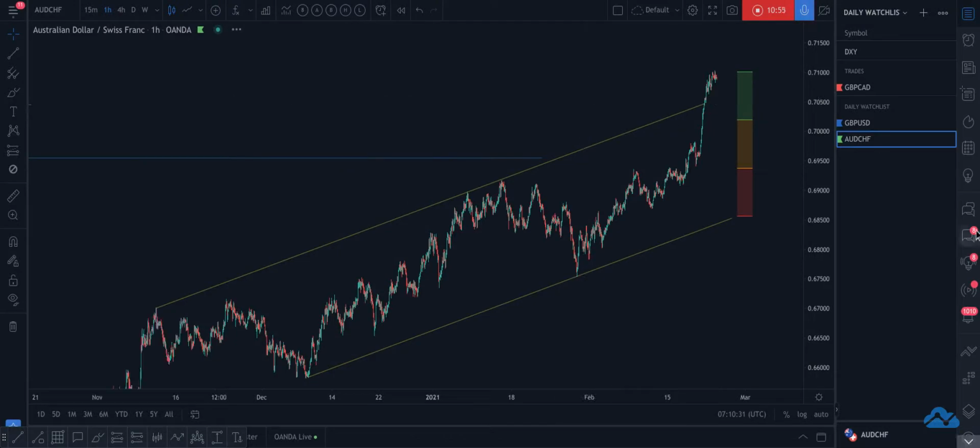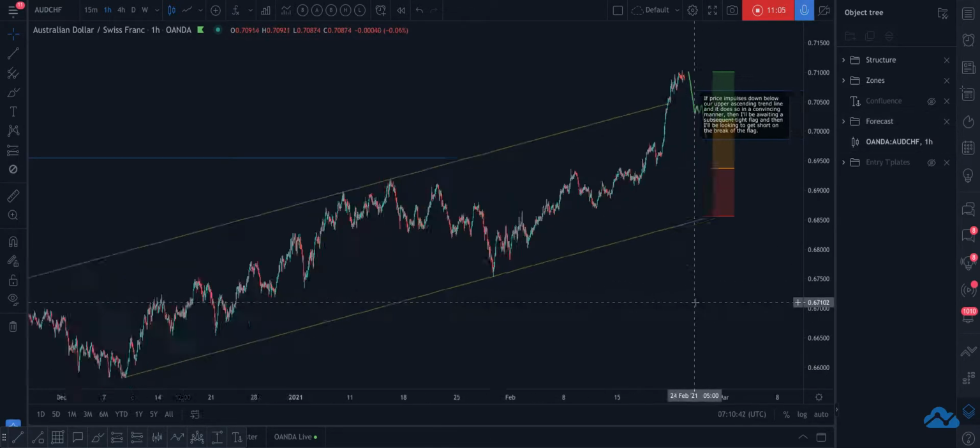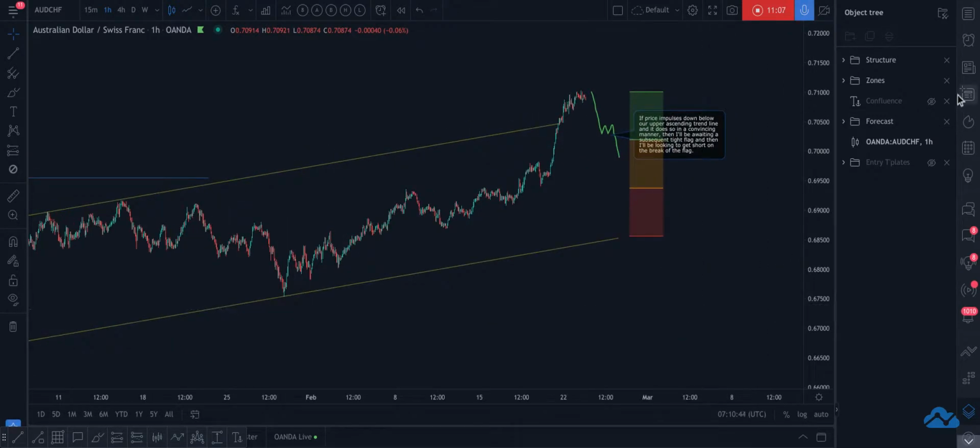So with that in mind, all I will be waiting for from this pair, I don't know why I've got two forecasts on there. That definitely wasn't the case last night. I hope that TradingView haven't lost my forecast again. No, it doesn't appear they have. I definitely never had that on the charts.